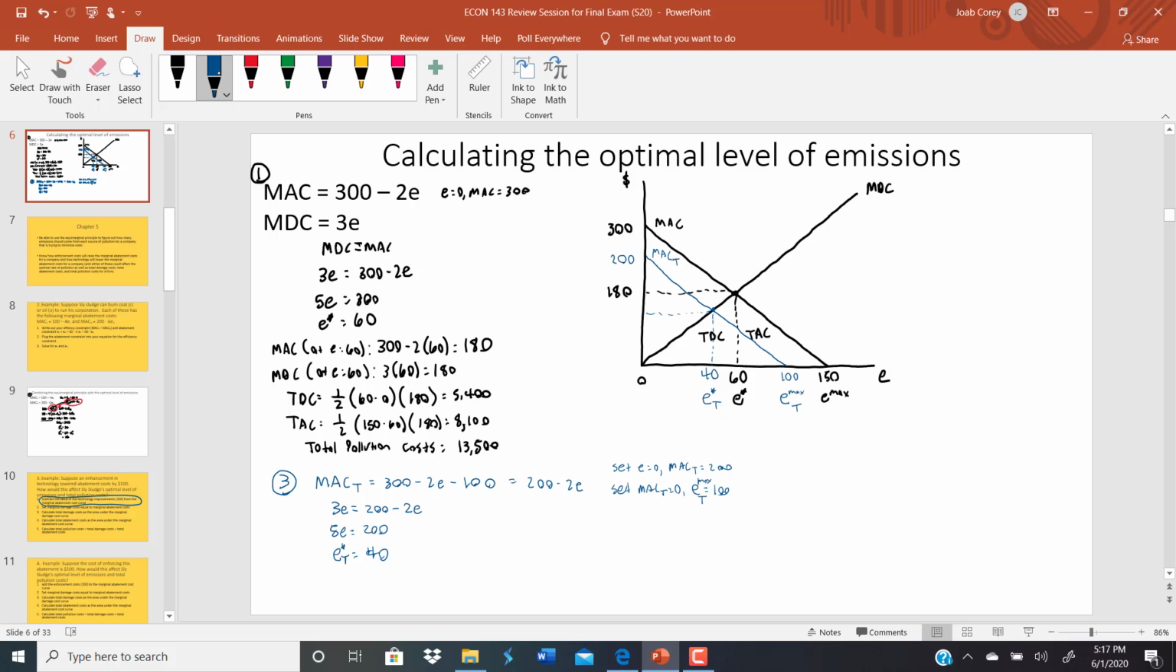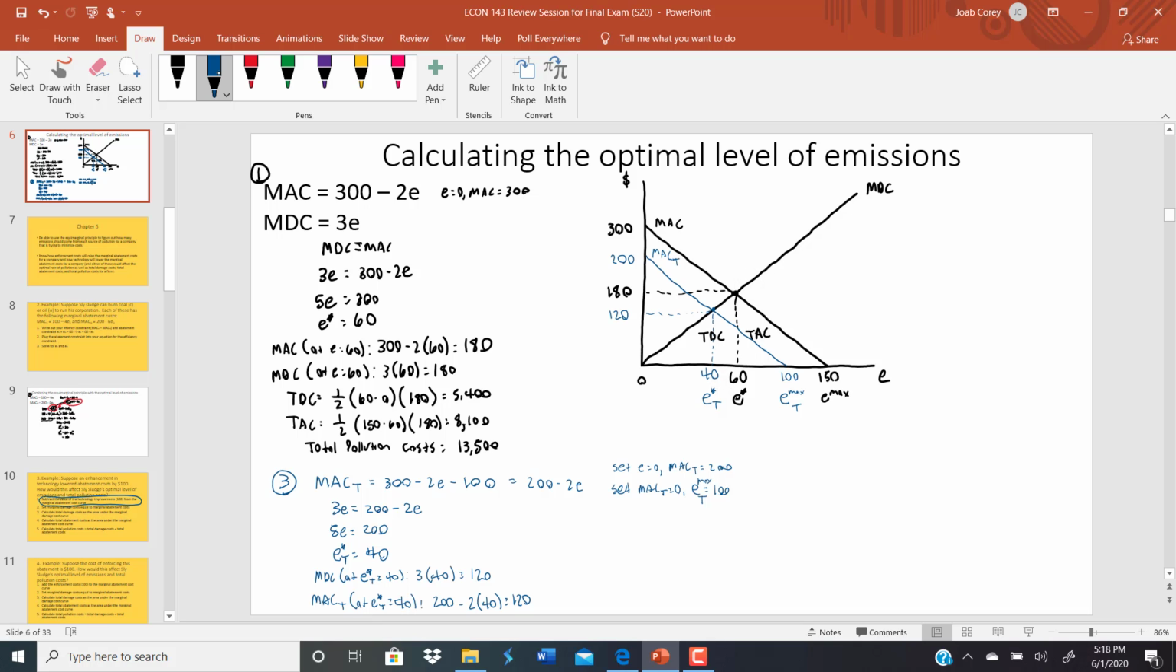So our MDC equation at E star sub t equal to 40 is going to look like 3 times 40, which is equal to 120. And then our MAC sub t equation at E star sub t being equal to 40 is going to be 200 minus 2 times 40, or 200 minus 80, which is also equal to 120.